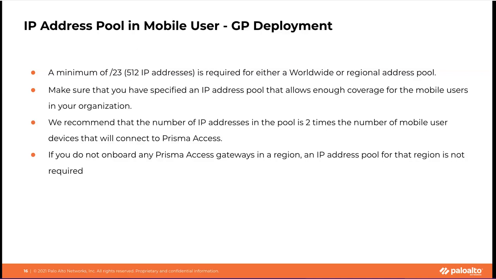But the recommendation is the number of IP addresses in the pool is 2 times the number of mobile users or devices that will connect to the Prisma Access. And if your organization has a bring your own device or BYOD policy, or if a single user has multiple user accounts, make sure that while you are planning or configuring the IP pools, you take all those extra devices and accounts into consideration.